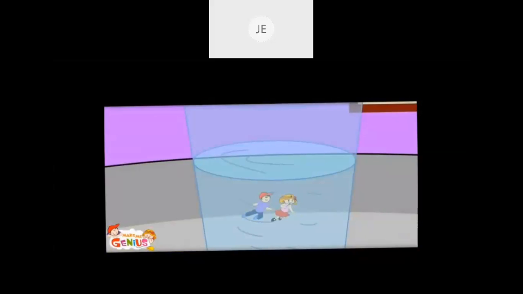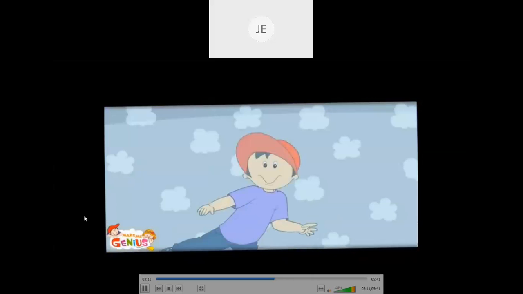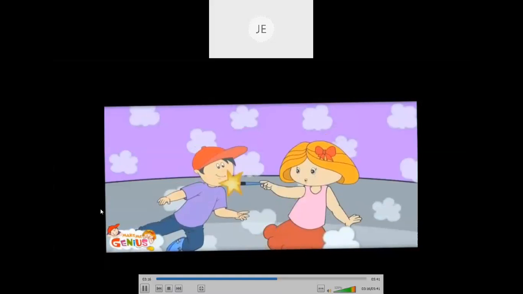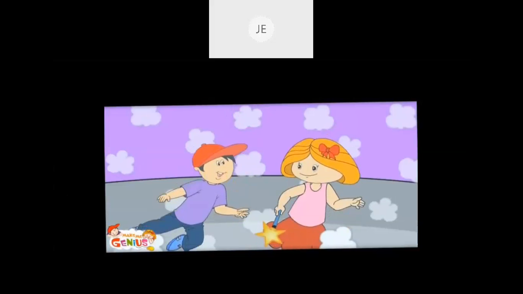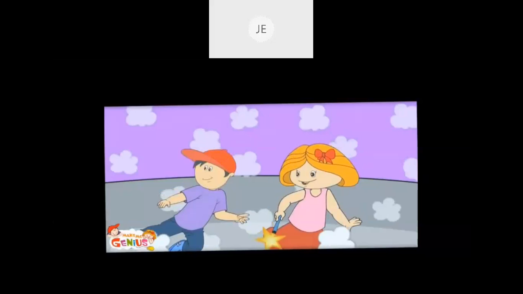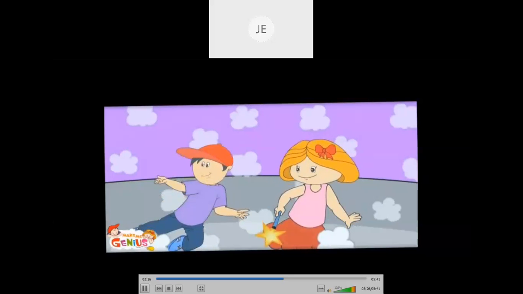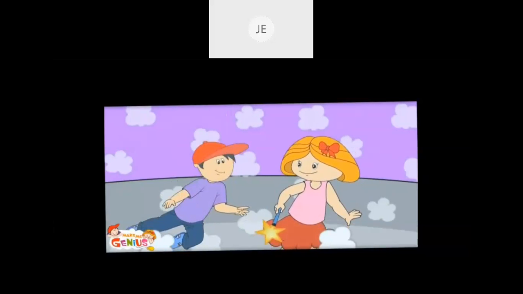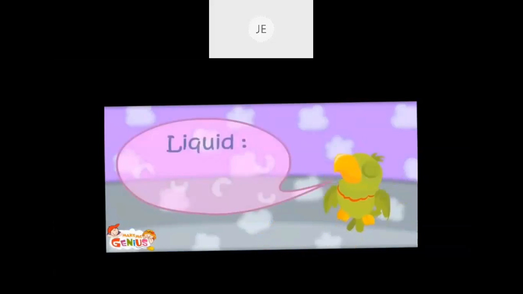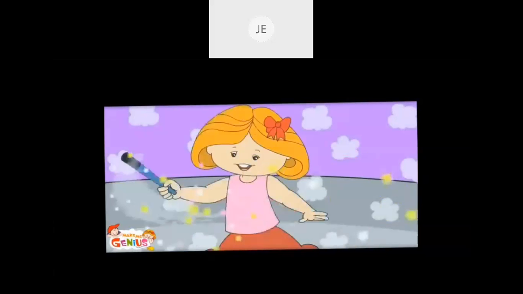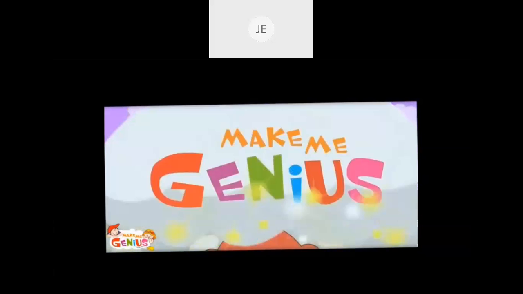Aha! Here's a lot of space. Yes, molecules in liquid are away from each other. That is why they are able to move fast. Oh, they are not tightly packed, so they can go in any container and would take that container's shape. Liquid molecules are apart and they take container shape. Let's see how liquid changes shape.